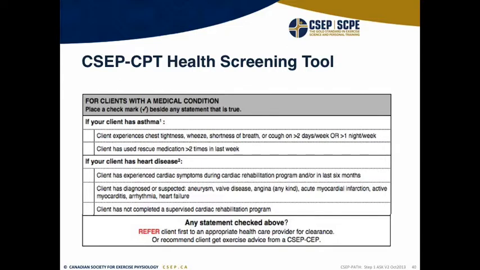So for example, if your client tells you that they have asthma, ask your client, do they experience chest tightness, wheeze, shortness of breath, or cough on more than 2 days per week or more than 1 night per week? Also ask them if they've had to use their rescue medication more than 2 times in the last week. If you have to check either or both of those boxes, then that is an indicator to you that the client should either go to an appropriate healthcare provider for clearance or that the client should get exercise advice from a CSEP CEP. And of course, you would only work with clients with asthma if you yourself had the knowledge, skills, and abilities to work with clients who have asthma.